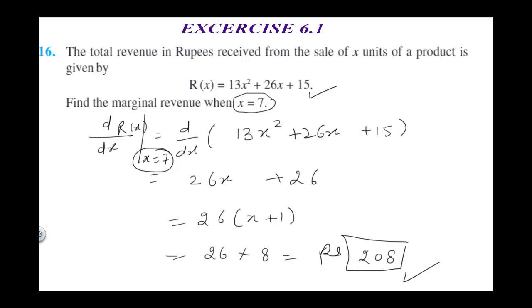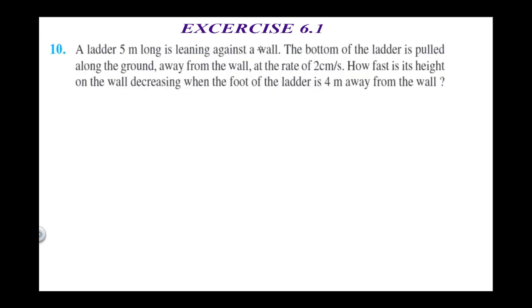Clear? One more question. Let us discuss this last question for today. It is question number 10 of exercise 6.1. A ladder which is 5 meter long is leaning against a wall. Let us draw a rough diagram. So let us suppose this is the wall. Okay. And this is the ladder which is 5 meter long, which is 500 centimeter.